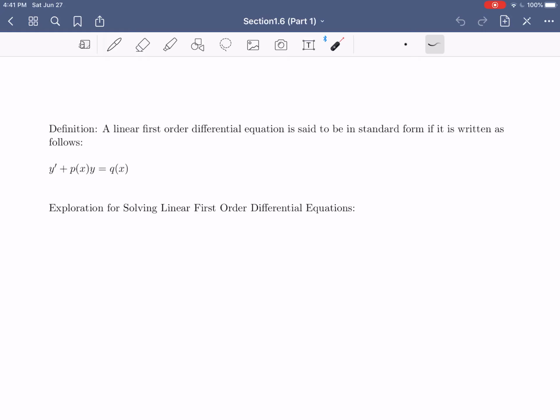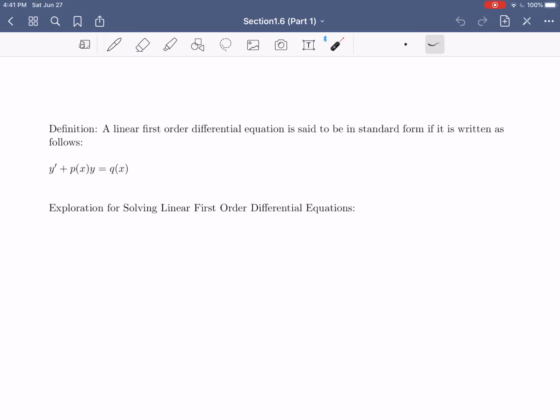In today's video, we're going to be starting into section 1.6 from your textbook, which introduces us to the next type of first-order differential equation that we're going to learn how to solve. This is going to relate to one of the topics that we talked about at the very beginning of our course, which was what a linear differential equation is.